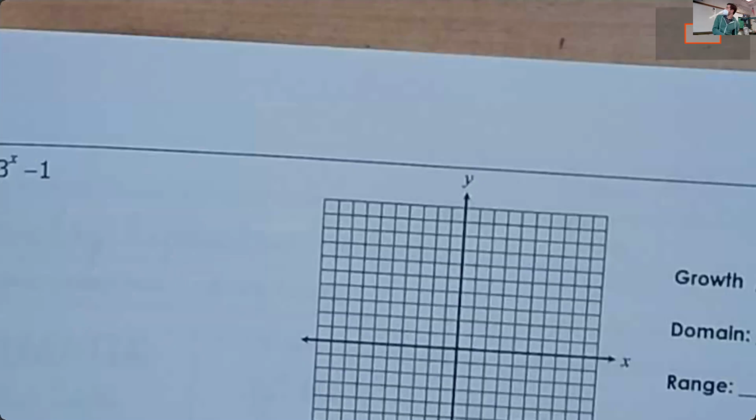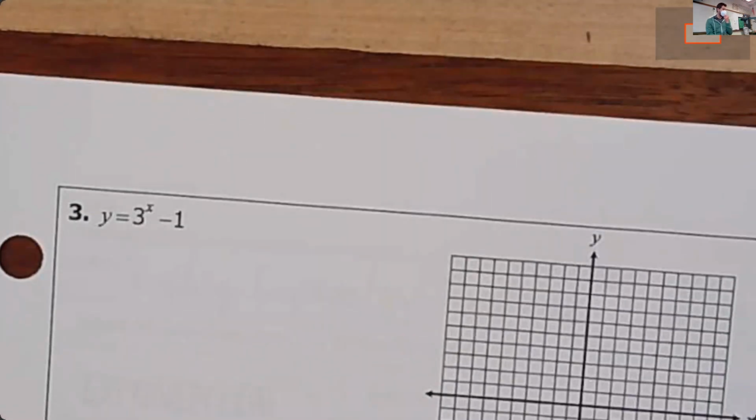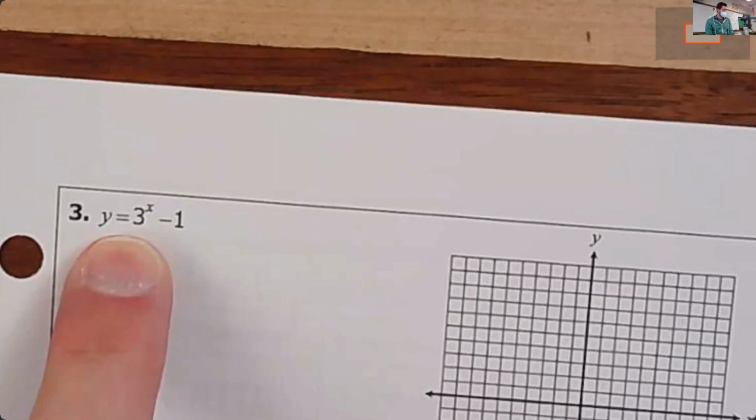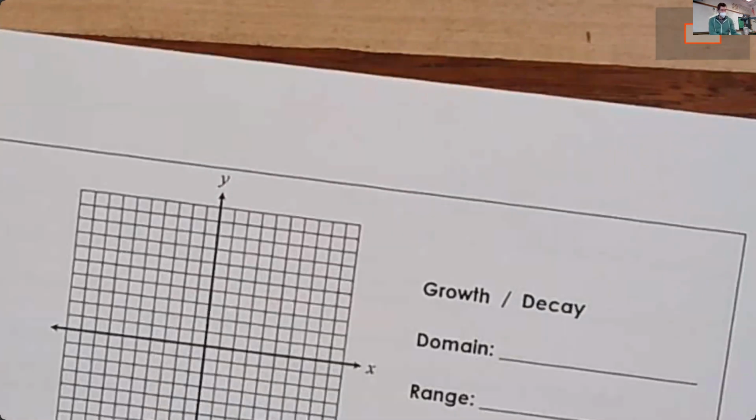So here we go. On number 3, first thing we need to do is identify if this is growth or decay. And the way that you do that is the number with the exponent is what we're looking at. So this time it's 3. 3 has the exponent. If that number is greater than 1, then we're looking at growth. 3 is greater than 1. So this one is exponential growth.